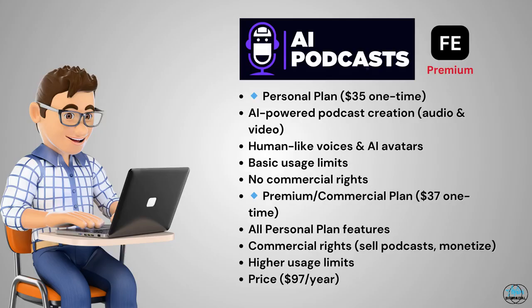First off, AI Podcasts comes in a front-end offer with 2 pricing options: a personal plan for a one-time payment of about $35 and a premium or commercial plan for a one-time payment of around $37. Both let you create AI-powered audio and video podcasts instantly using human-like voices and avatars. But the premium version includes commercial rights and higher usage limits, great for agencies or anyone looking to monetize.